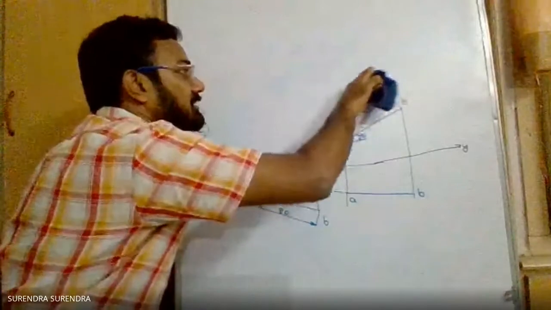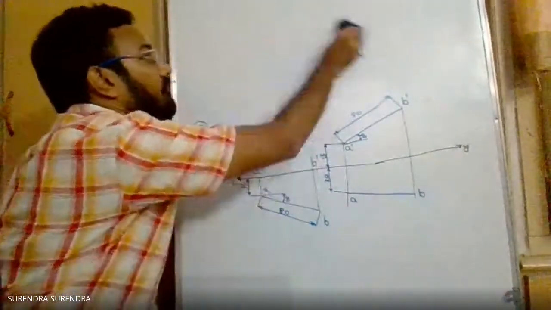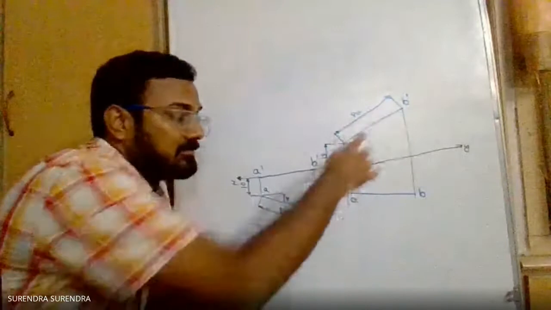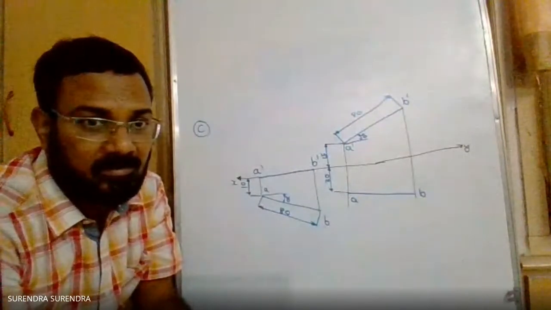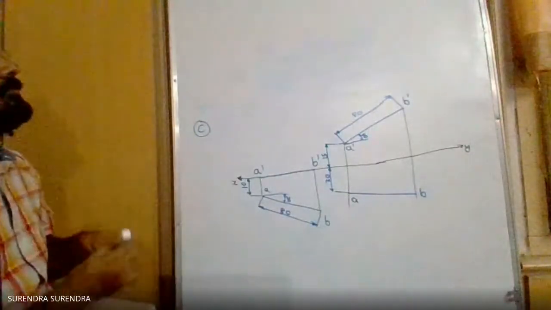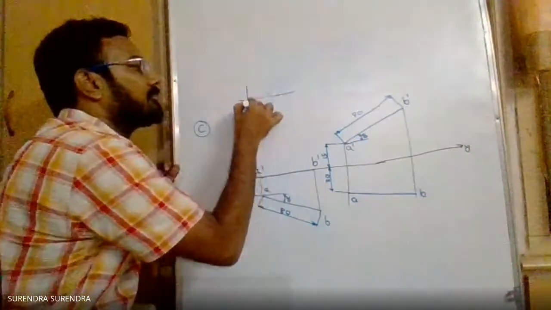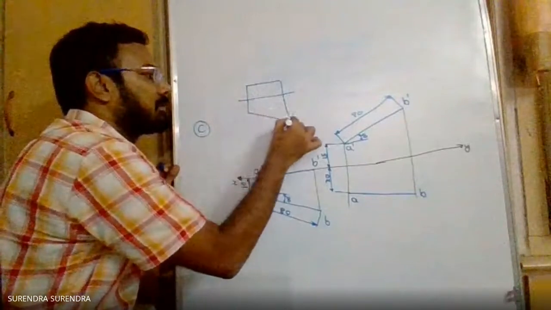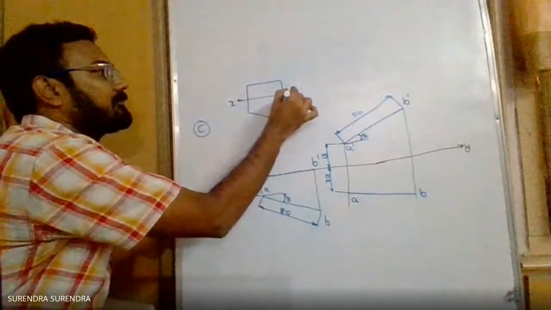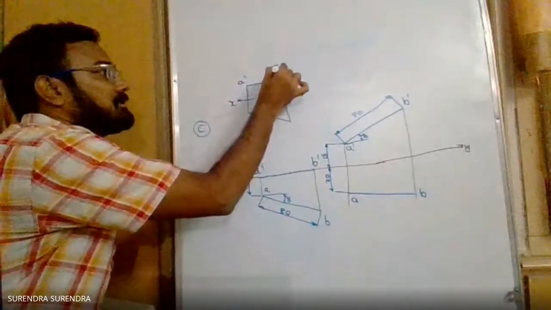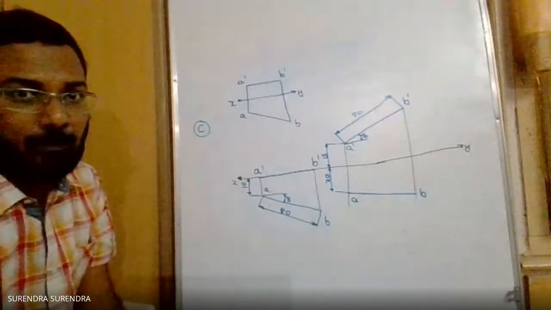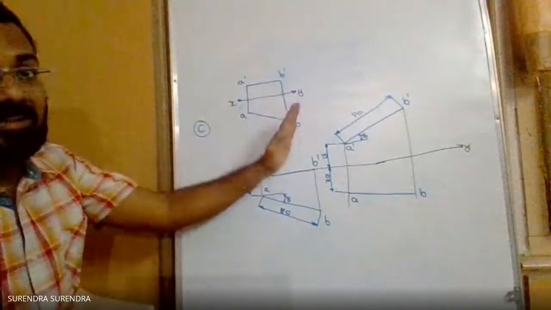Now, if you observe these two problems, can you identify any similarity in these two problems? Just observations. The overall outline, neglect the dimensions. If you see the outline, when the line is inclined to vertical plane, the final shape is in this form. It's like a trapezium. This is XY line. A dash, B dash, AB. The distances and inclinations may vary, but the final shape is in this form.